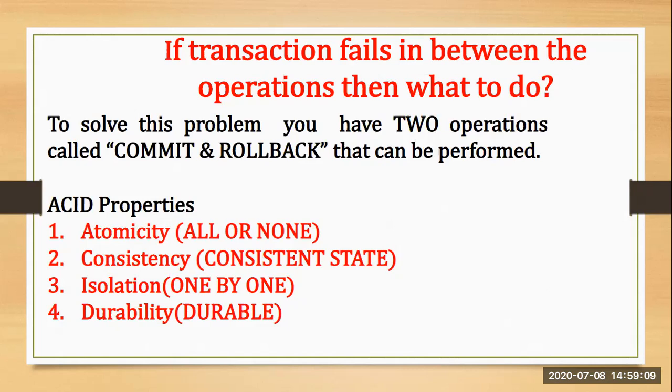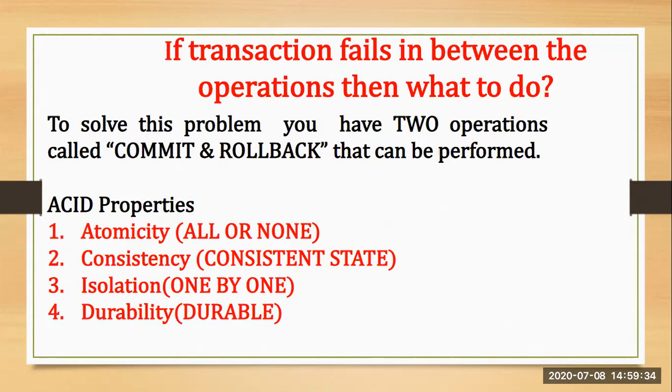For example, let us assume that the transaction fails after the third operation, as in the last example we have seen. Your amount has been deducted from your account, but your friend has not received it. If this scenario comes up, how are you going to solve this problem? To solve it, we have two operations: first is commit and second is rollback.